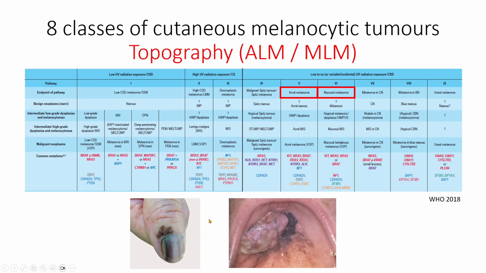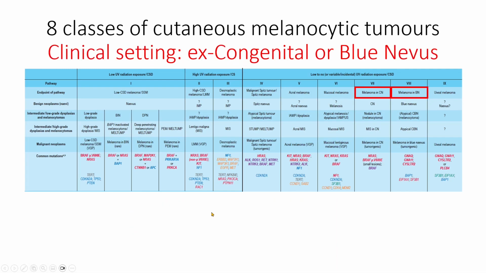The second dimension is topography, and the WHO includes the acral and mucosal melanoma. These are very rare subtypes, and these are usually in the sun shielded areas. The third dimension is the clinical setting related to the presence of a large congenital or a blue nevus. Especially this class 8 is about the early transformation in children of large type of melanoma, which can be present in the central nervous system.